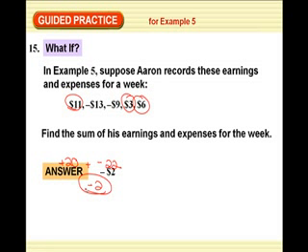So just be careful when you're adding and subtracting. If it says use a number line, please represent them on a number line. And I think that's it. We'll see you next time. Careful of the signs.